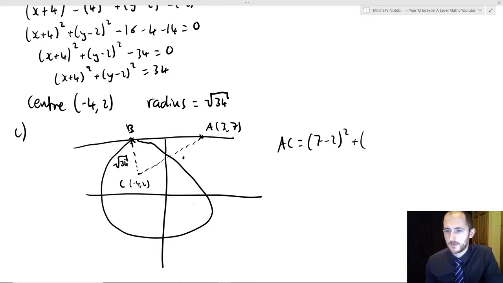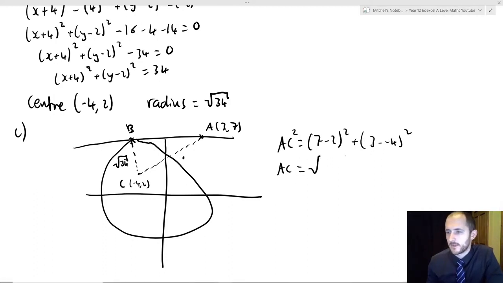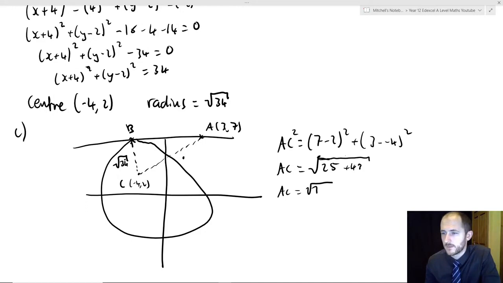Squared plus. Okay, so again all we need to do is take the difference between the coordinates, square them, add them together, and then square root the whole thing, which, let's work it out, 25, which is 74. Perfect. So now we know that that is also square root 74.